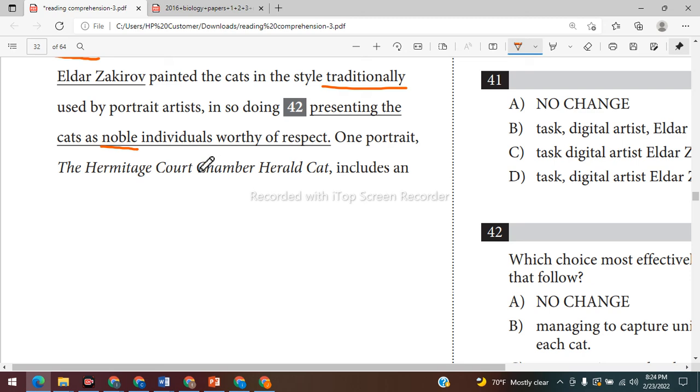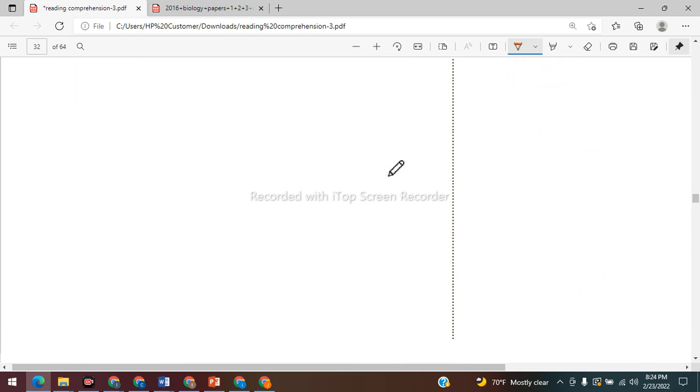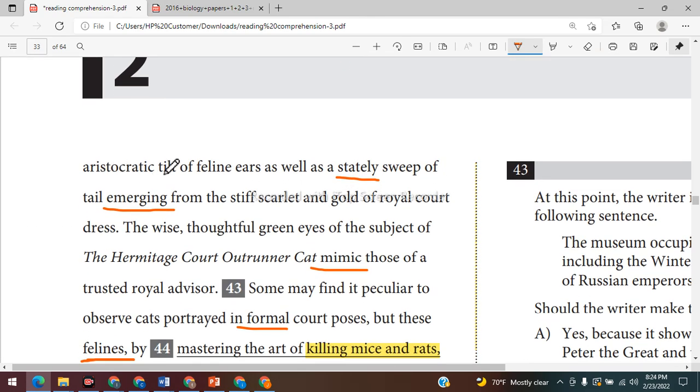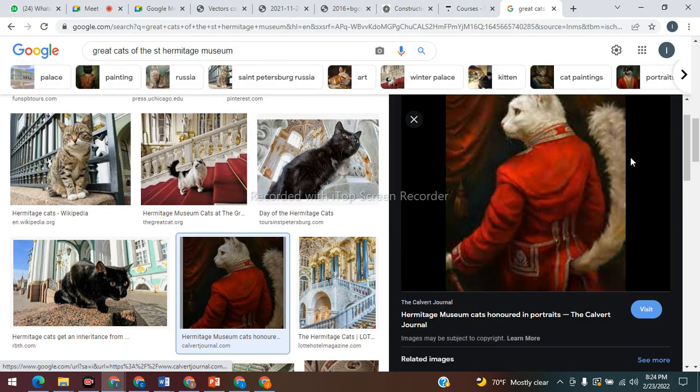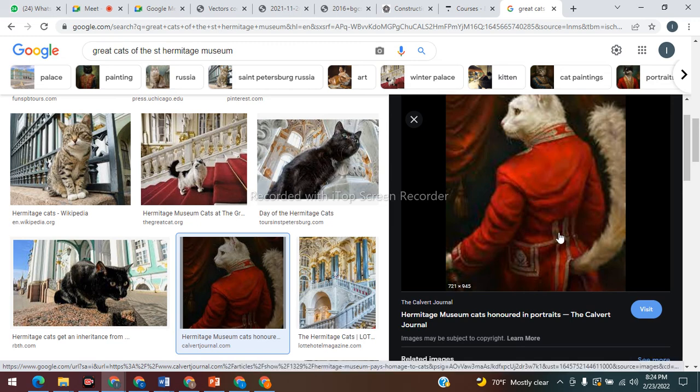it says one portrait includes, listen, an aristocrat tilt of feline airs, as well as a stately sweep of tail emerging from the stiff scarlet and gold of the royal court. And they talk about the tail coming from his dress. So maybe this is it. That might be the picture. This is exactly it. Scarlet. Perfect description, right? Yeah, this is cool.